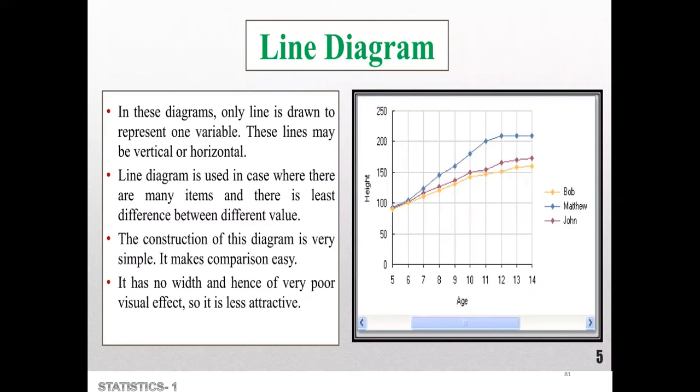It has no width and hence a very poor visual effect, so it is less attractive. One of the main disadvantages of the line diagram is that it doesn't have a width, so the size of these lines cannot be altered or represented on a graph sheet, so it may not look very attractive. In such cases you have to go for the bar diagram or the histogram.